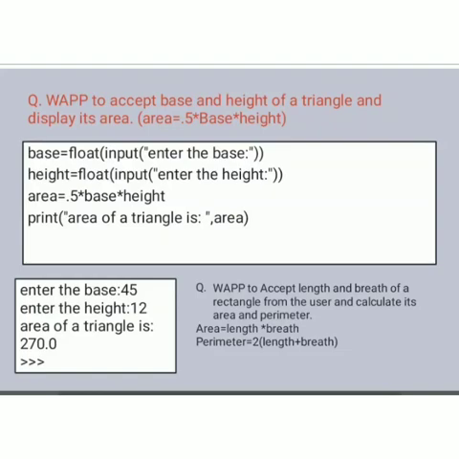The second line has a similar explanation. Height is the variable. Equal to is your assignment operator. On the right hand side, the same two functions. Input, enter the height will be executed first, and then whatever value the user has entered will be converted into float. Now these two values are ready with us. When these two values are ready, the third step is calculation. How to calculate? With the help of the formula.